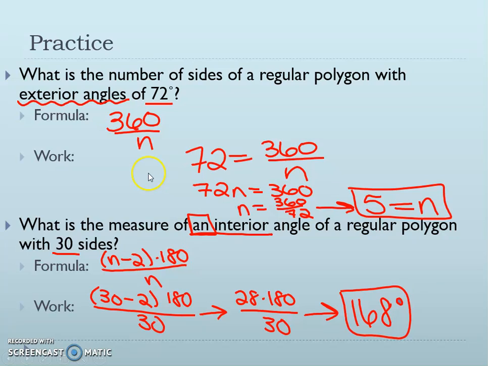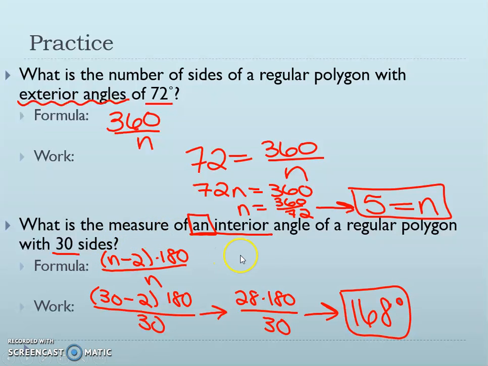Let's do another practice. What is the number of sides of a regular polygon with an exterior angle of 72? So you're going to write 72 equals 360 over n. You're going to find the number of sides this time. It only works for a regular polygon because 360 is the sum of the outside angles. So you're going to multiply each side by n, cross multiply. So 72n equals 360, divided by 72, n equals 5. So you get 5. That's a pentagon. So a pentagon has exterior angles of 72.